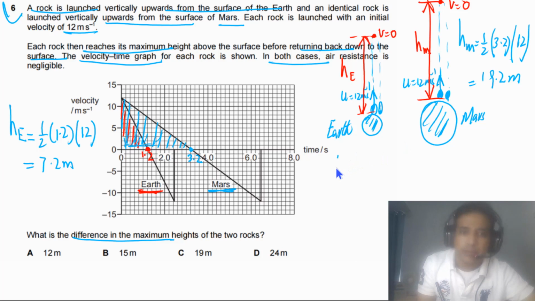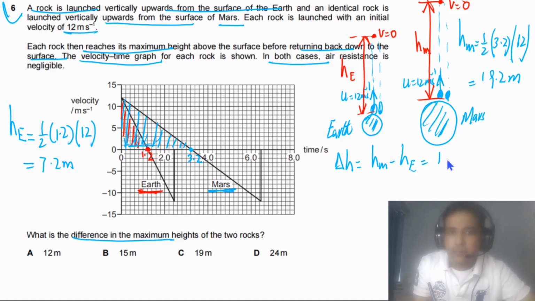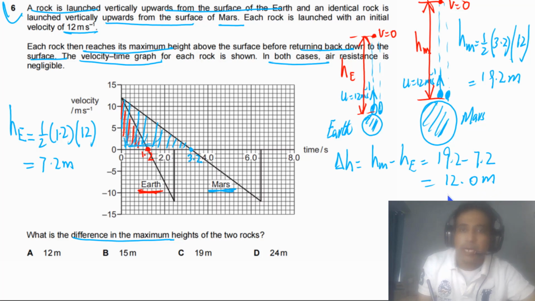So we need to find the difference, delta h. Delta h will be equal to hm minus he. And if we solve this one, we have 19.2 minus 7.2 meters. So we will get 12 meters. So the height difference is equal to 12.0 meters. So our final answer for this one has to be A.